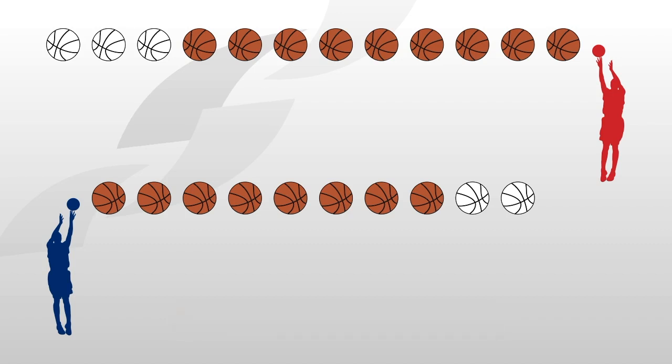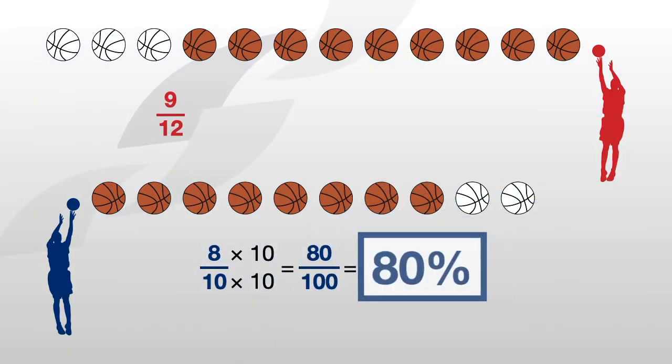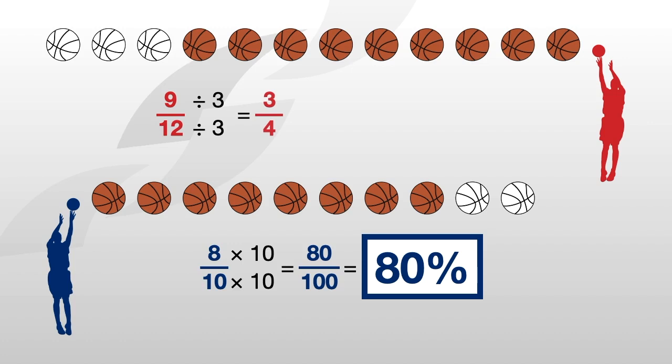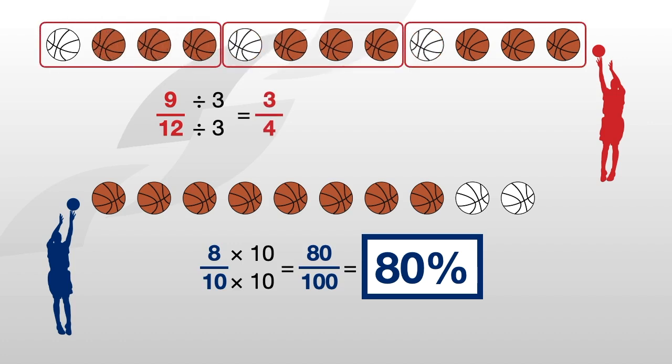For each player, we can express a part-to-whole ratio of shots made to shots attempted. 8 of 10 is equivalent to 80 of 100. 8 times 10 is 80, and 10 times 10 is 100. 80 of 100 is 80%. It's more challenging to scale 12 up to 100. But 9 of 12 is equivalent to 3/4. Both 9 and 12 can be divided by 3. Multiplying both 3 and 4 by 25 gives 75 of 100. The player on Team Red shot 75%.